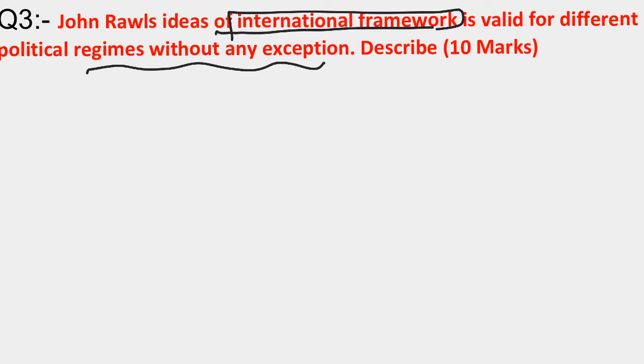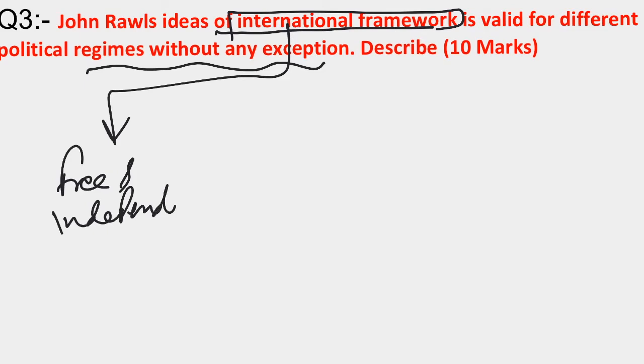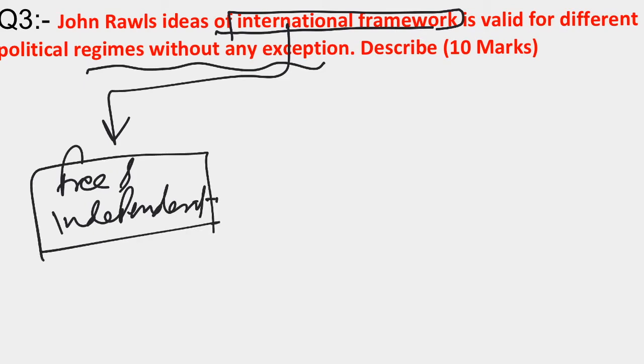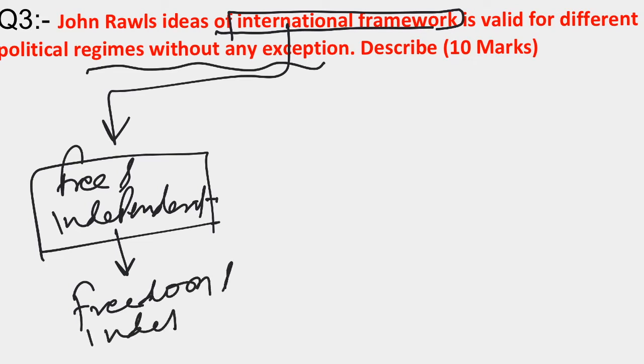So what you can do here is, without mentioning John Rawls, this answer can also be written. You can say simply that states are free and independent. We all know that states are sovereign and no state should interfere in the affairs of another state. So basically you can say that states are free and independent and their freedom and independence must be respected. Example, the USA invasion of Iraq.